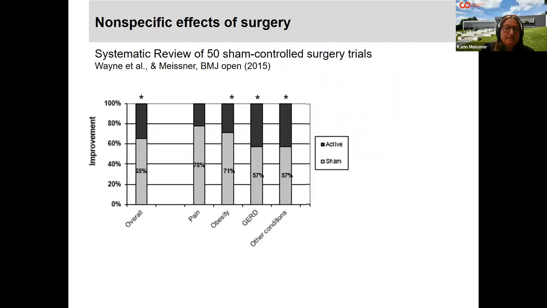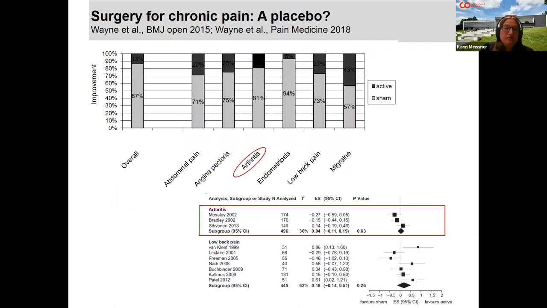And we found significant differences only for obesity, GERD, and other conditions, but for the pain conditions, there was not at all a significant difference between the active surgical intervention and the placebo intervention. We looked at this in more detail and found also that for none of the sub-conditions within this group of chronic pain conditions was there a significant difference between the true surgery and the faked surgery. There were also some studies available for arthritis, and there was no difference between the active treatment groups and the placebo treatment groups.